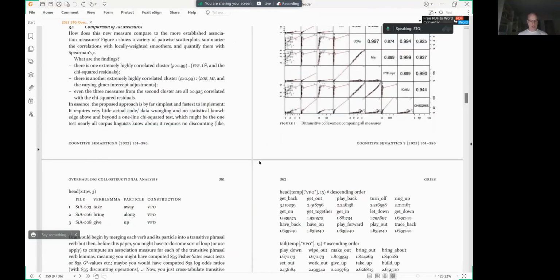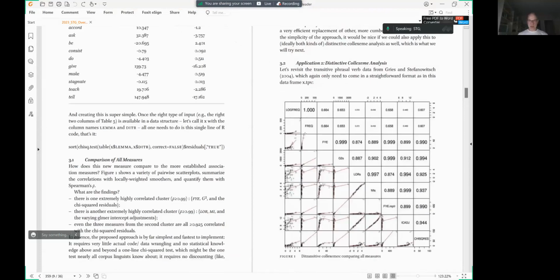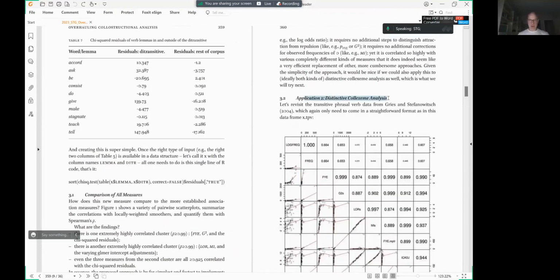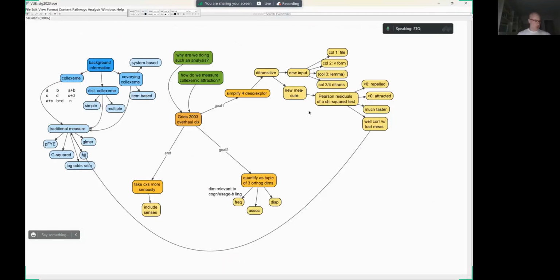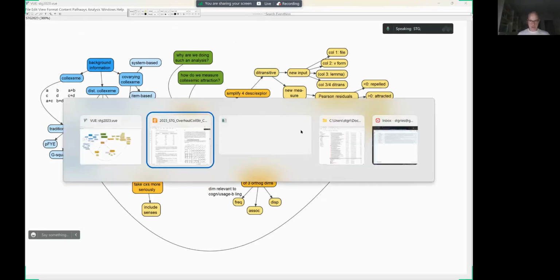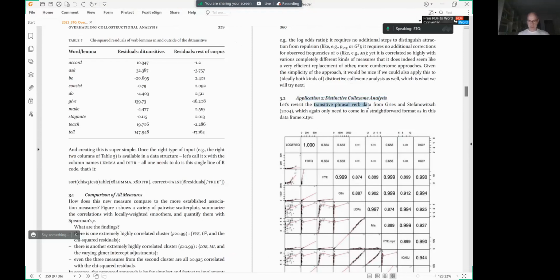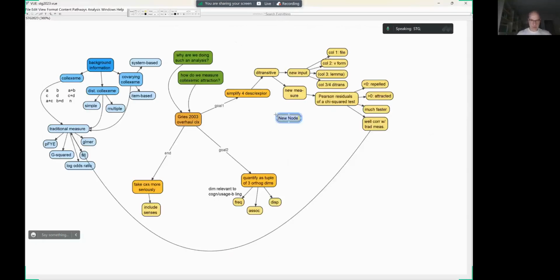Okay, so that's what the first case study shows. Now, the second case study is apparently an application to a distinctive collexeme analysis. So let's put that here. So the second case study is a distinctive collexeme analysis of what? Of transitive phrasal verb data. So let's note that down. So that's case study 2. Let's make that case study 1.